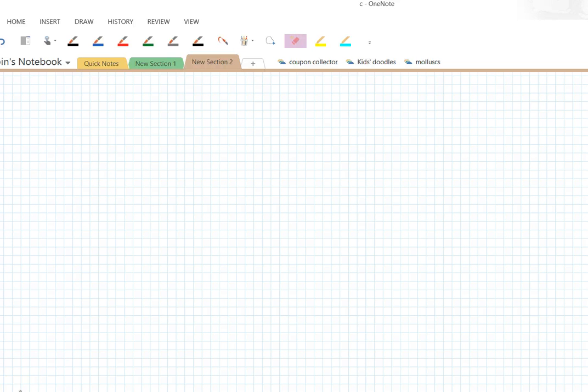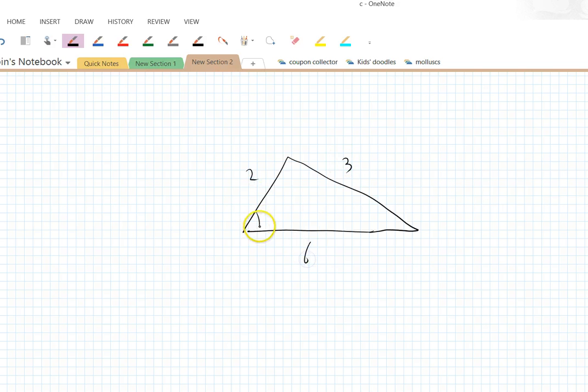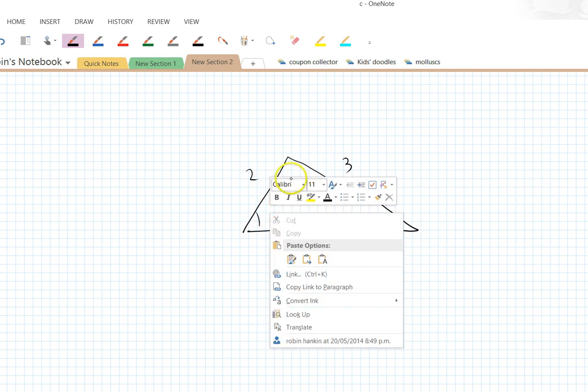Okay, I'm going to do a sort of trick demonstration here. Okay, so I'm going to have a triangle which is of rather peculiar dimensions. It's going to be 2, 3, 6, and I want to work out what that angle there is.